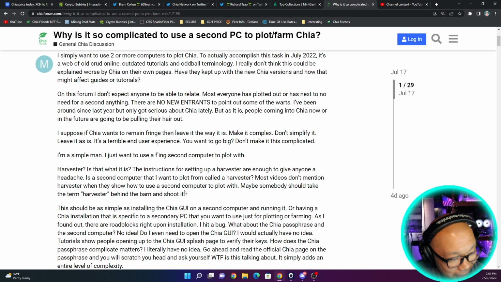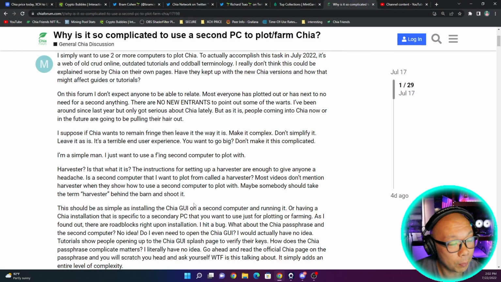I was trying to understand that more specifically, thinking he just hasn't come across a video that depicts what a harvester is or how to set up a harvester. And yes, you can use a harvester to plot. I have done it where my farmer is farming and plotting at the same time, where my harvester is also farming to the farmer, and it's plotting on its own. So there is that capability. So I'm assuming that's what this post is trying to get at.